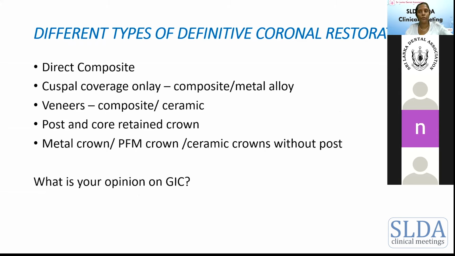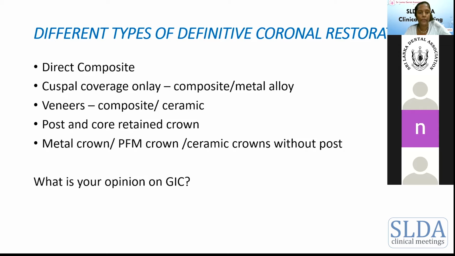So what are the types of coronal restorations, you know? The composite restoration, and cuspal coverage onlays, maybe composite, maybe metal alloys, and veneers, composite or ceramic veneers, post and core retained crowns, metal crowns, PFM crowns, ceramic crowns without post. So these are some of the coronal restorations you can perform on a root canal treated tooth.